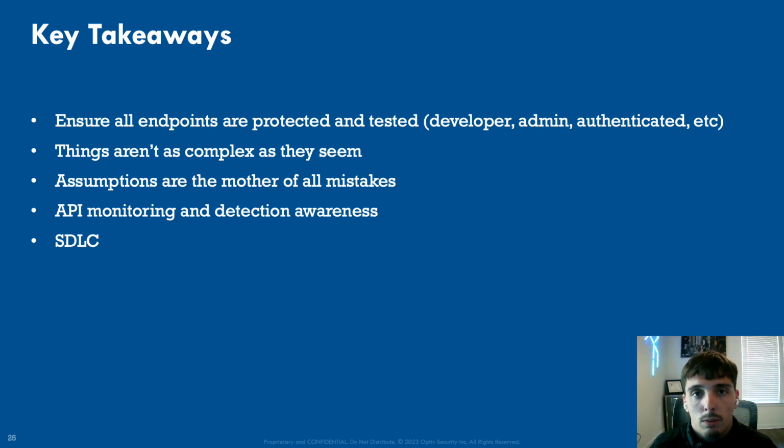And key takeaways from the whole talk, from all three scenarios, is ensure all endpoints are protected and tested, whether it's developer or admin authenticated methods or testing. It's always important to test these things before they go into production. Things aren't as complex as they seem, and that's the goal of this talk, right? Burp Suite and web technology stacks and security mechanisms and cookies and headers, they're all so complex. And you would think in 2022 some of these attacks wouldn't be here, but they still are, and they're still pretty prevalent. Assumptions are kind of the mother of all mistakes, like I mentioned earlier in attack scenario 3.